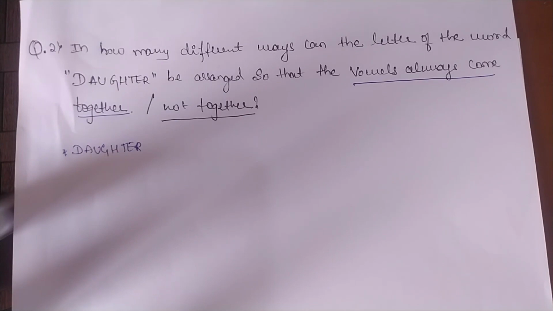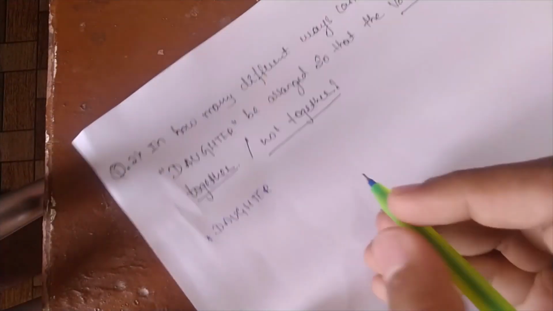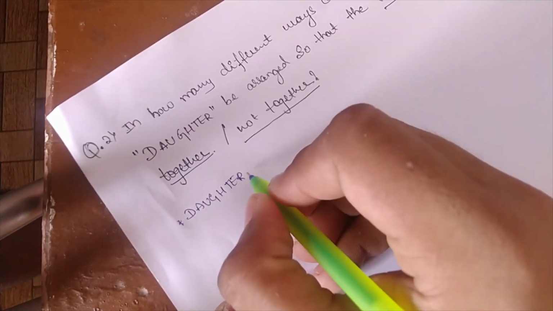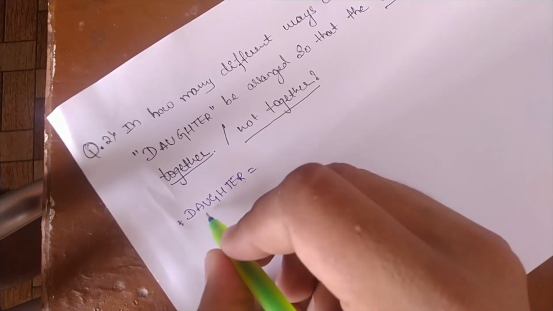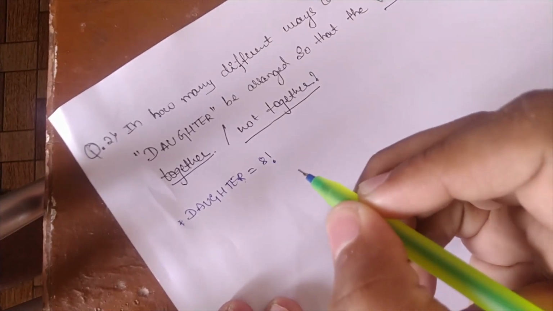In how many different ways can the letters of the word daughter be arranged so that the vowels always come together and not together. We need to arrange the letters of the word daughter in such a way that all the vowels present in it come together. That is, if A and U are the vowels, they always come together. And one more question is, they are always not together. So let's take the word daughter, D, H, T, R. The total number of ways of arranging these letters is 8 factorial. There are a total of 8 letters.